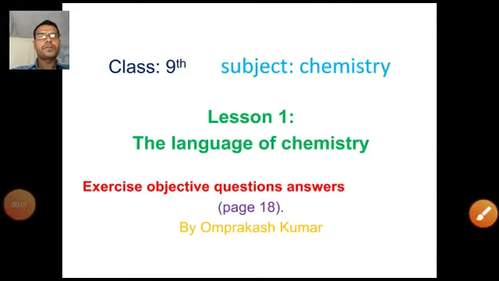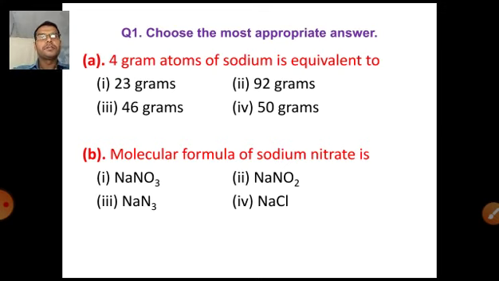Hello dear students, let's start the revision of the exercise objective question answers of chapter 1, the language of chemistry. So this is a revision class. Now question number 1, choose the most appropriate answer. Here there are two multiple choice questions, and only one answer is correct.